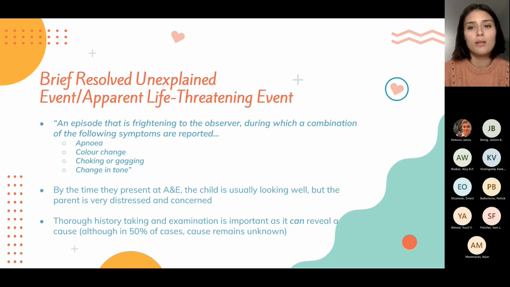So they might get apnea, stopping breathing completely for periods of time. They may change in colour: they might go purple or blue, get a bit cyanotic, or they might go really red in the face because they're holding their breath. Some choking or gagging, and they might have a change in tone, so sometimes you might see a floppy infant.